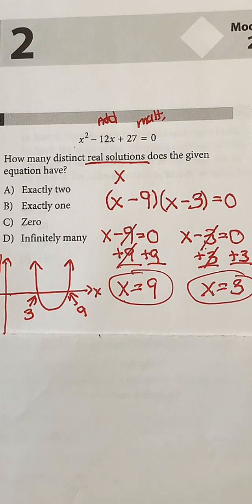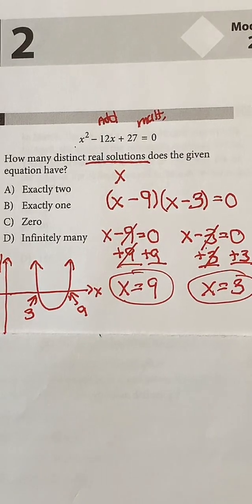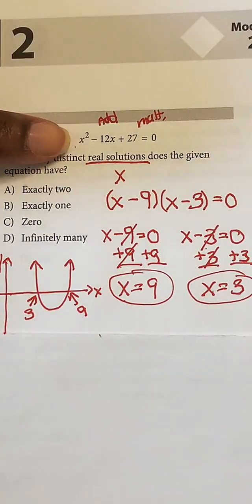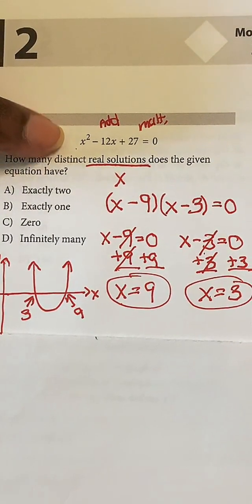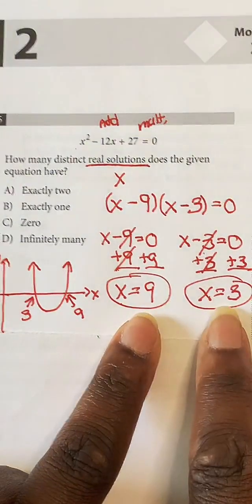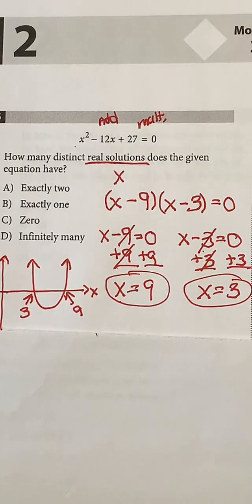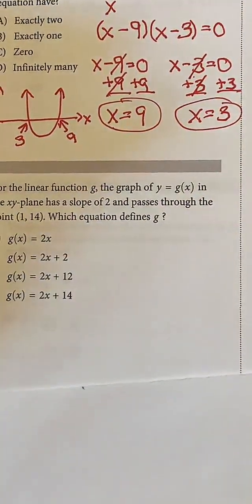So you can't just assume, oh, it could be any number. True. But for this particular parabola, we want to know what those real numbers are. So that's why we had to factor it to figure out what they are. Okay. All right. Next one.